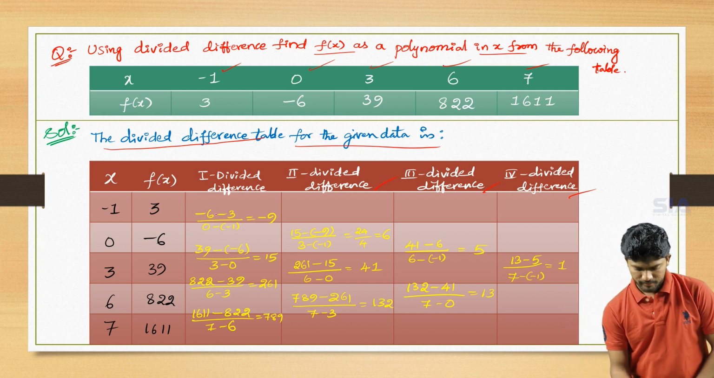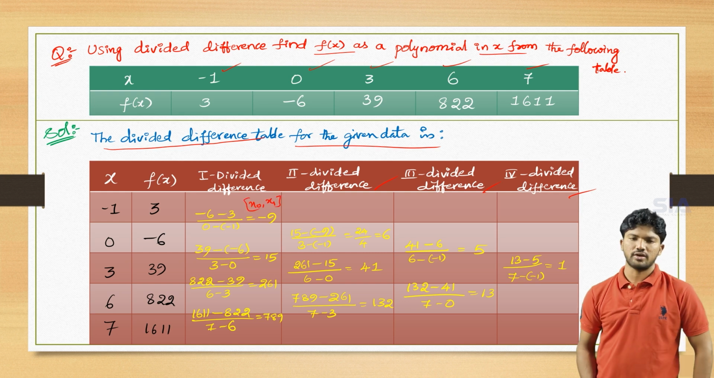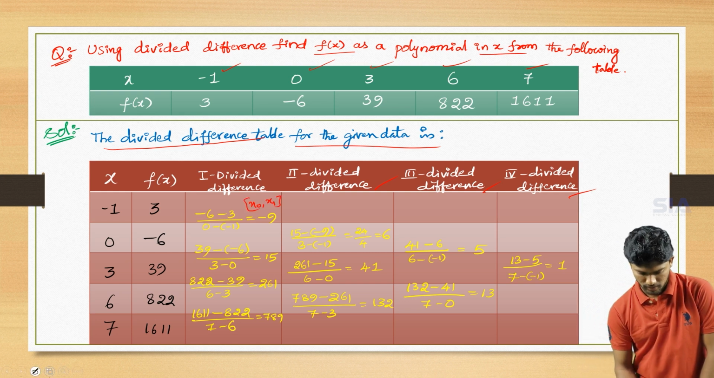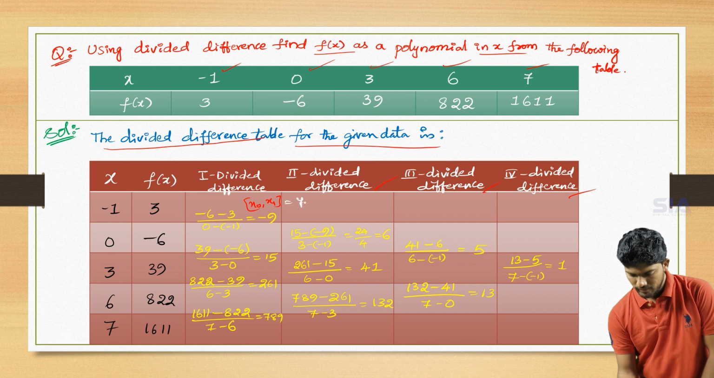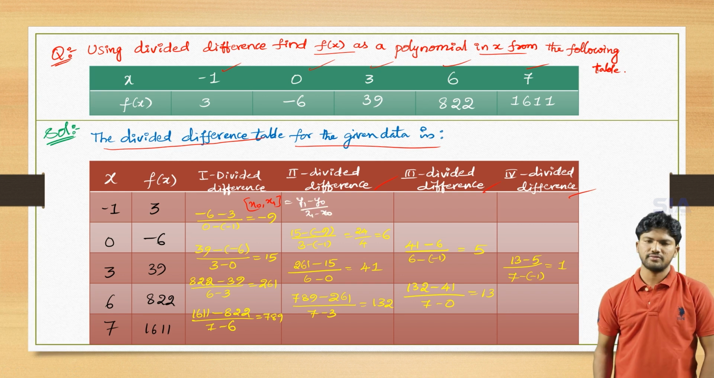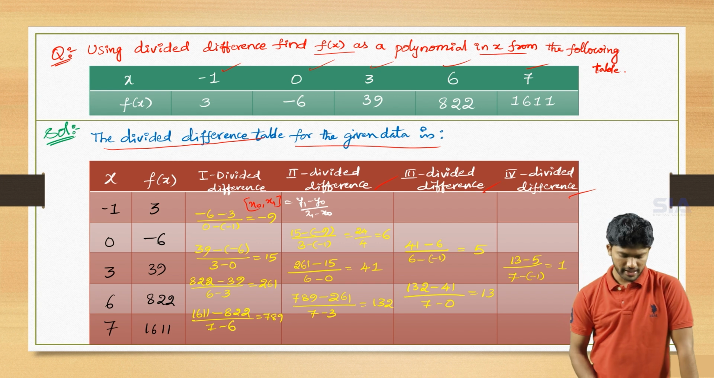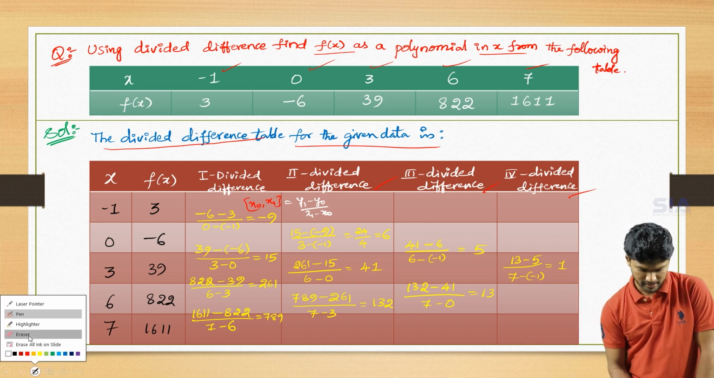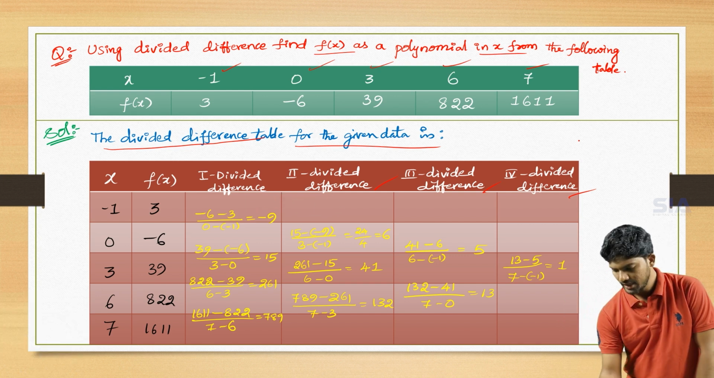So here, this one is the formula for x naught comma x1, the first divided difference. What is x naught comma x1? You know very well, the formula is y1 minus y naught by x1 minus x naught. I can explain this in some other place. Here, the first divided difference x naught comma x1 is equal to y1 minus y naught by x1 minus x naught.